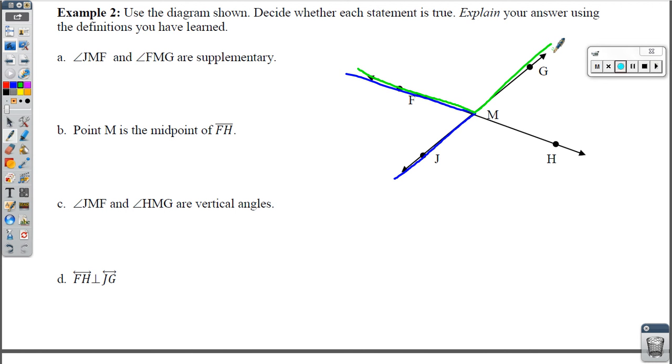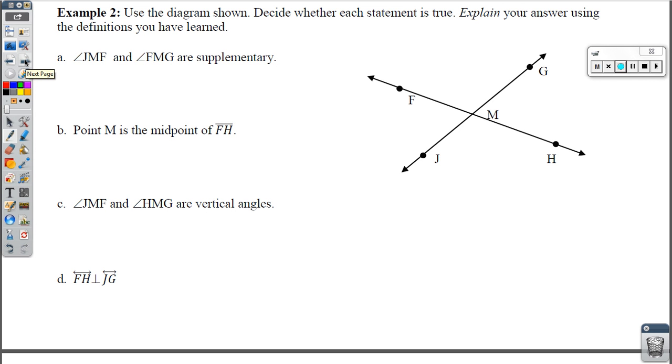It says they are supplementary. Well, yeah, that's absolutely true. Starting from here and looking at the angle around to here, that's a 180-degree angle. A straight line is a 180-degree angle. So if we put those two angles together, the blue one here and the green one here, that makes up the 180-degree angle. Put those together, we get a straight line. So yes, they are supplementary.